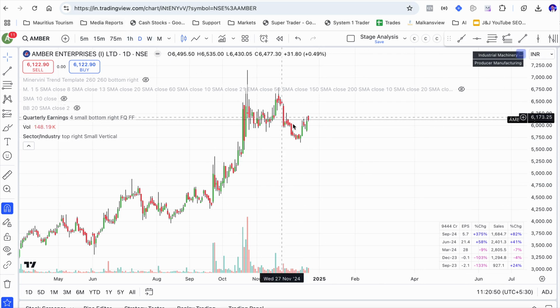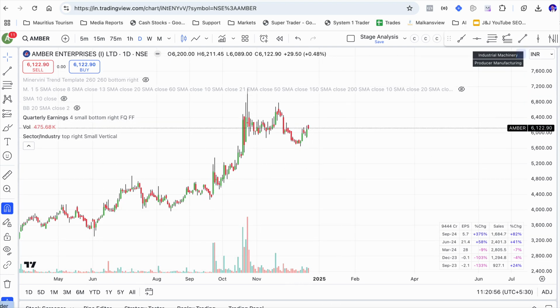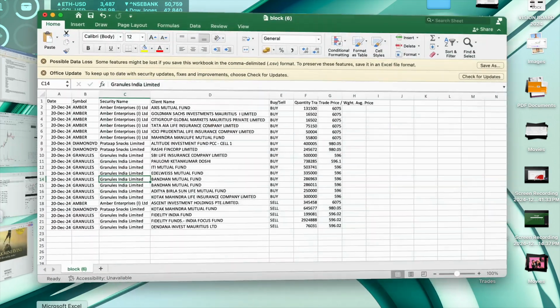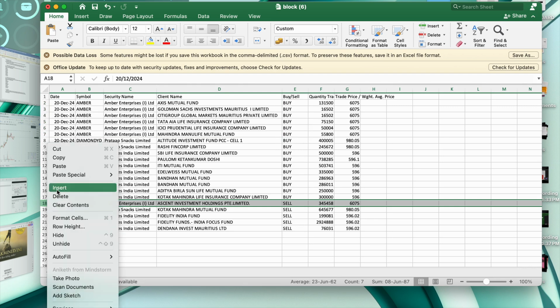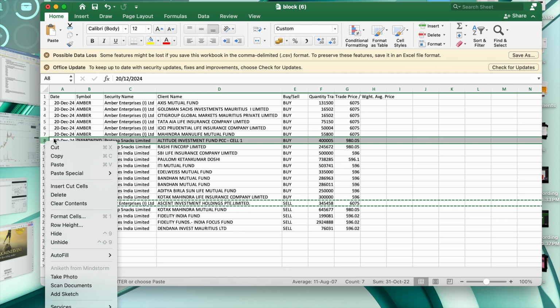And on this day, 20th December, people have bought. You can see in that Excel sheet, on 20th December, Amber has been bought by so many companies. What I do is check that if this is all buy, there should have been a sell also. So we check the sell. This is the company that has sold. So I do a cut and a paste.